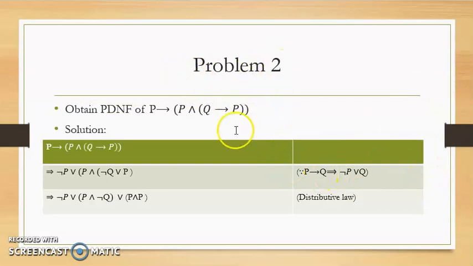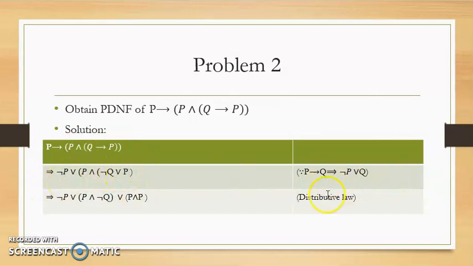Next, moving on to problem 2. Obtain PDNF of P implies P and Q implies P. So first thing, by using the formula, what is the formula? P implies Q can be written as not P or Q. So here we can apply it, and here also we can apply that formula. So in the first part we write not P or Q. So here I can write not P or the second part, P and not Q. For Q implies P also I am applying the formula, not Q or P.